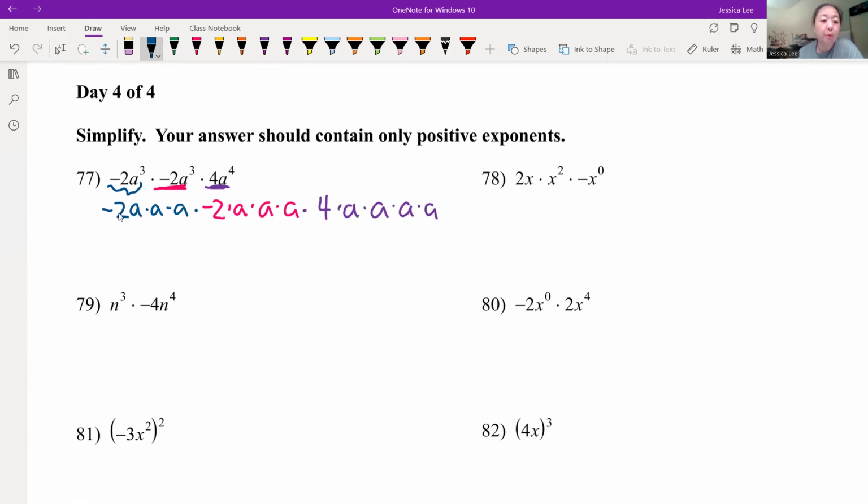So again, we're multiplying everything, so we're going to multiply all these numbers first. So -2 times -2 times 4. So -2 times -2 is 4. 4 times 4 is 16. Okay, write that with, like, let's go this color, 16. All right, and so we have a's. We have a whole bunch of a's. How many a's are we multiplying? 1, 2, 3, 4, 5, 6. And then we got 4 more here, so that's 10. Ta-da! We're done.